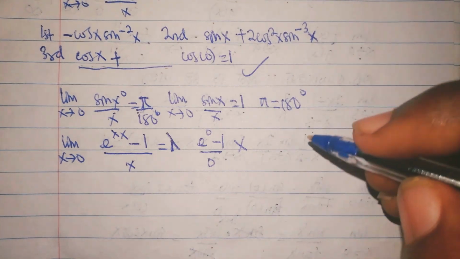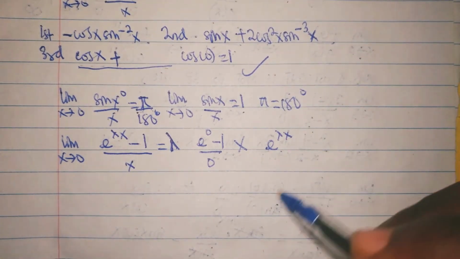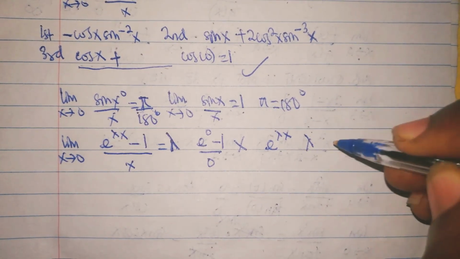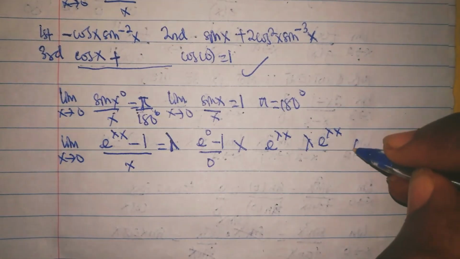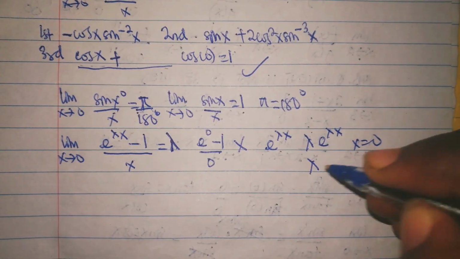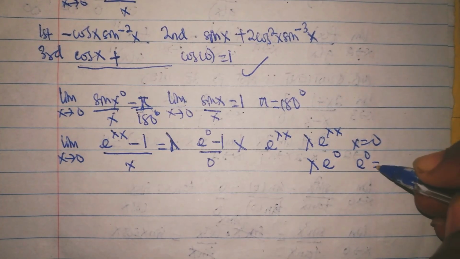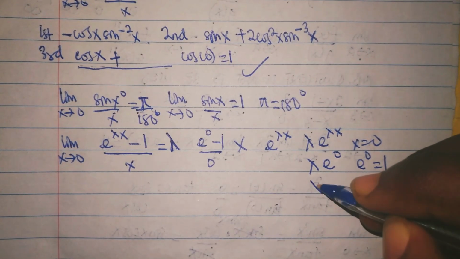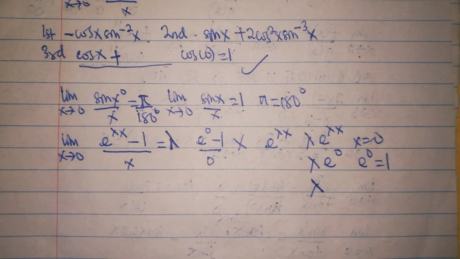So I differentiate. So let's look for the derivative of e to the power lambda x. And the derivative of e to the power lambda x is lambda e to the power lambda x. Now if I put x equal to 0, I'll come and get lambda e to the power 0, and e to the power 0 is equal to 1. So I eventually come and get lambda. So this is my final answer.